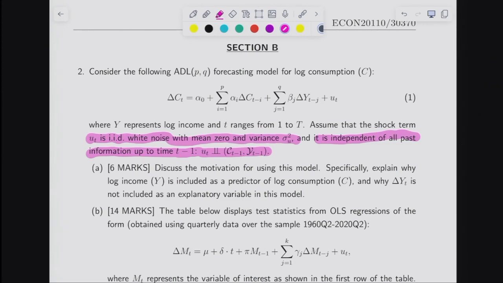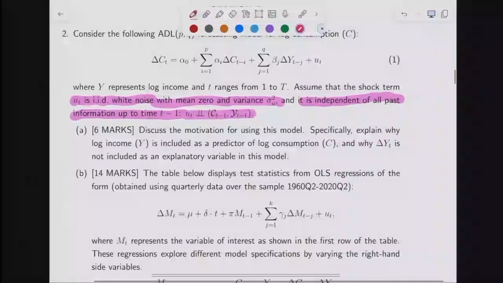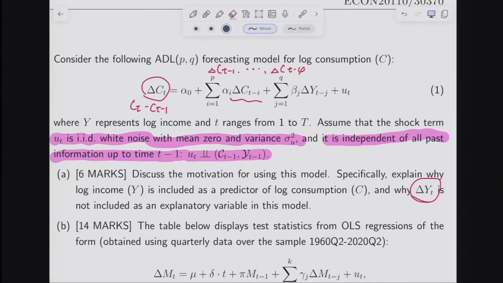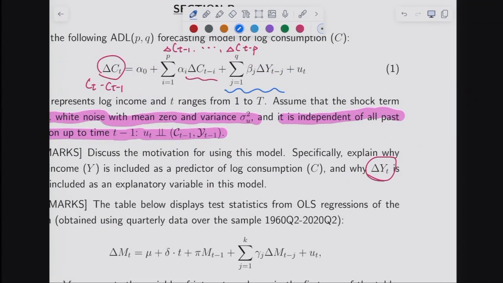And we also ask why we omitted the delta YT in this model. We see that in this model equation, on the left-hand side, we have the delta CT, which is the first difference of the contemporaneous consumption. So essentially, this is CT minus CT minus 1. And we included the first P lags of the delta CT. So here we have delta CT minus 1 all the way to delta CT minus P. And similarly, we have included Q lags of the first difference, delta YT. So we have delta YT minus J when J is 1, all the way to delta YT minus Q. Obviously, we didn't include delta YT on the right-hand side.